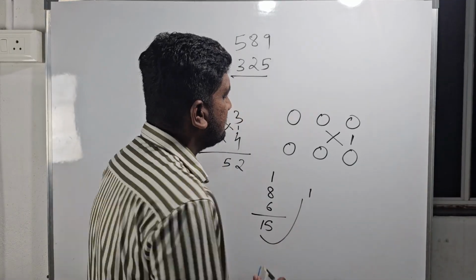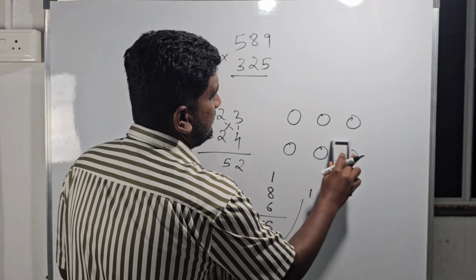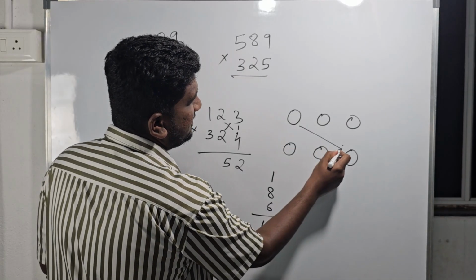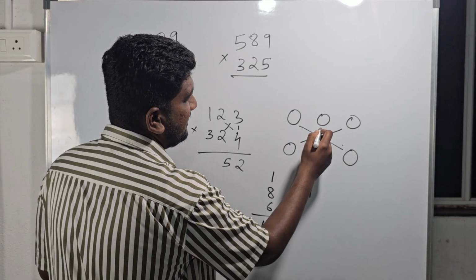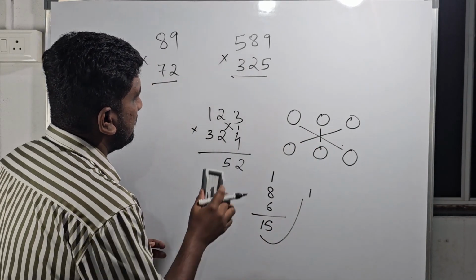Then the next step is we have to multiply these two numbers and these two numbers. So we'll do that.